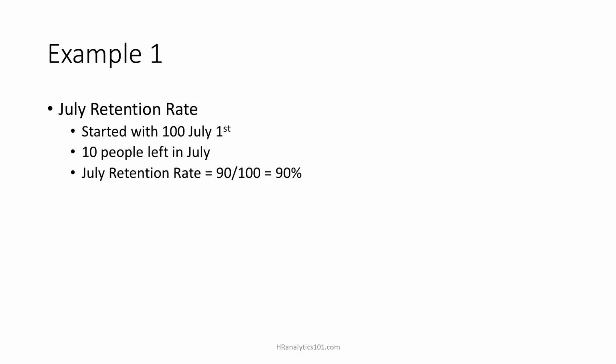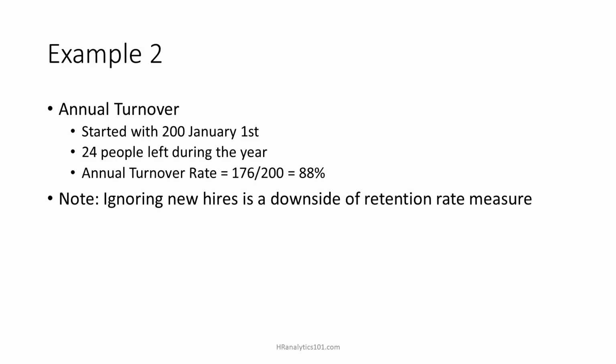As an example, if we started with 100 people at the beginning of July and 10 of those people left, then our retention rate for the month of July would be 90 divided by 100, or 90%. As a second example, if we started out the year with 200 people and then 24 of those 200 people left the company over the entire year, then our retention rate would be 176 divided by 200, or 88%.